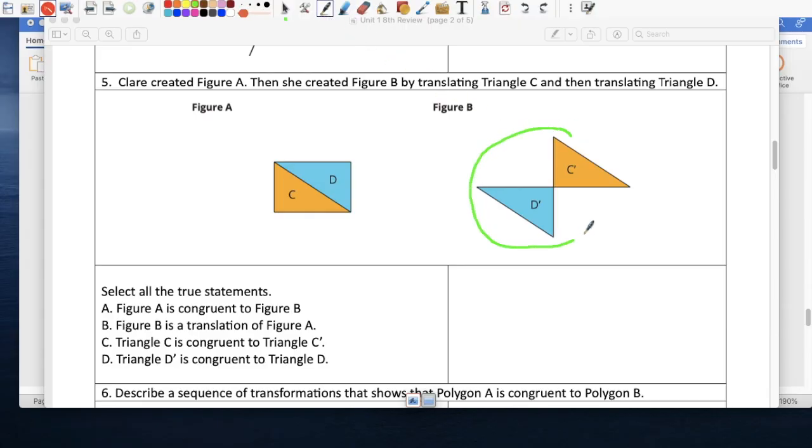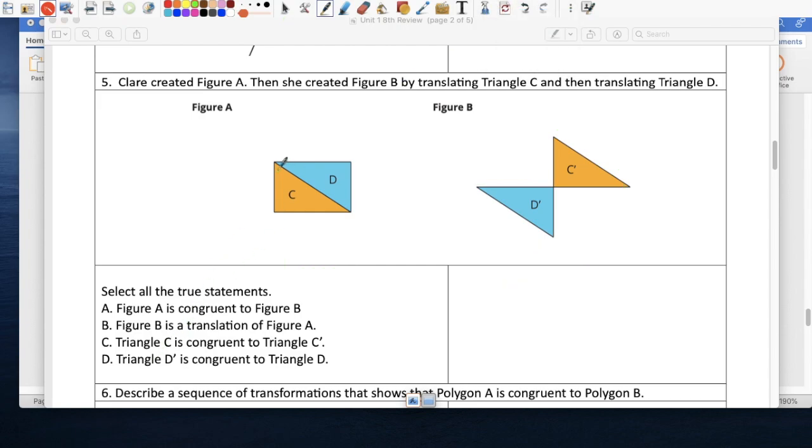This figure is not a translation of that. In order to be a translation, well, figure A, first of all, is a rectangle. So if it had ended up as a rectangle down here somewhere, then it would have been a translation. Okay, so that's not true at all.